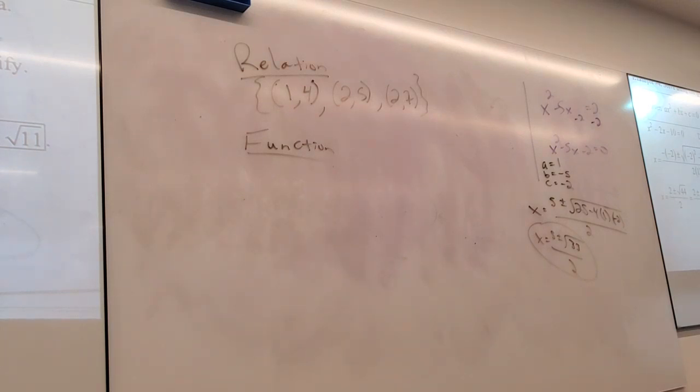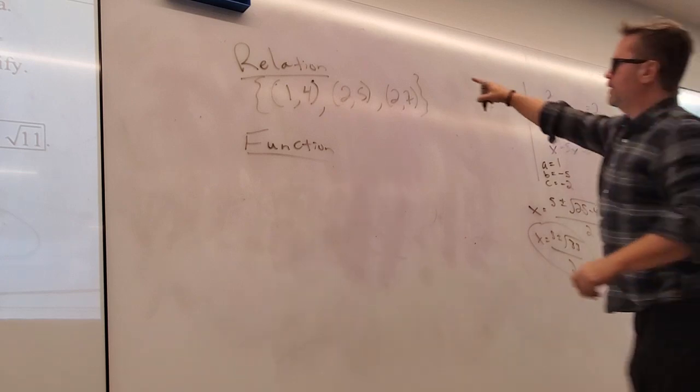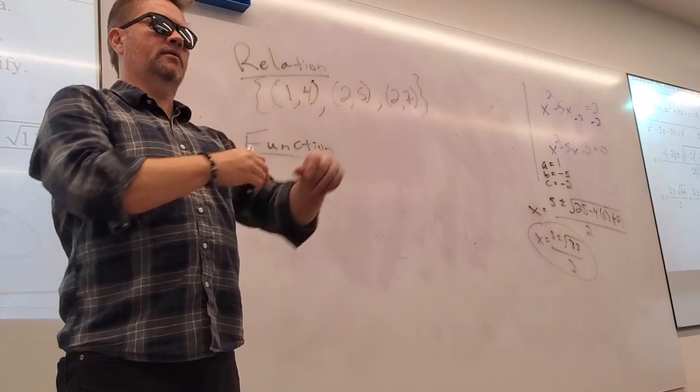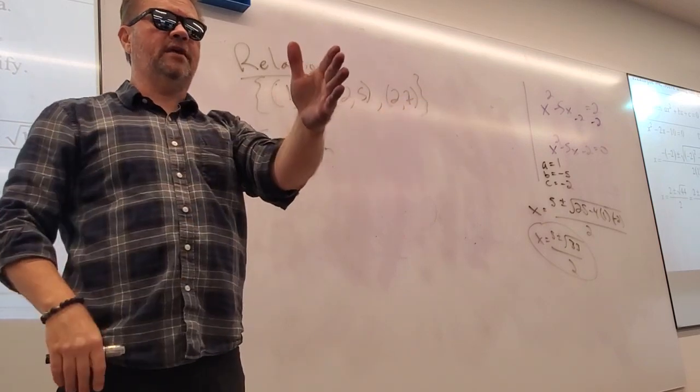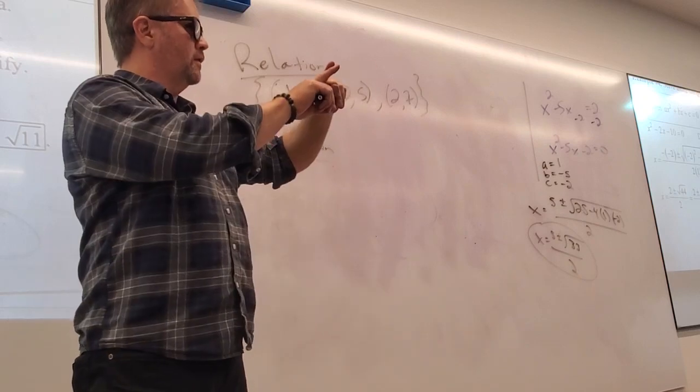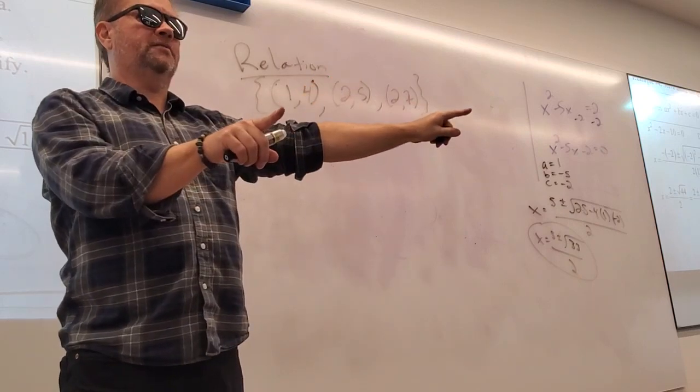There cannot be more than one output for a given input. For every input, there can be only one output. So why is this not a function? Because there's an input that has two different outputs, more than one output. Yes?